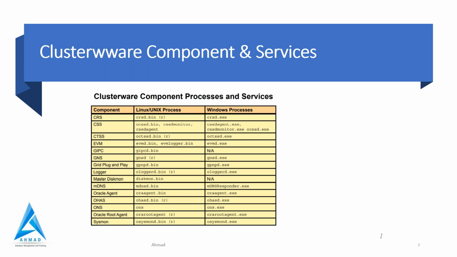R for root, root is the owner. So by the root user, you can manage these processes, not from grid or Oracle. Got it? So remember this chart, the process names, and who is the owner. That is important. Clear?